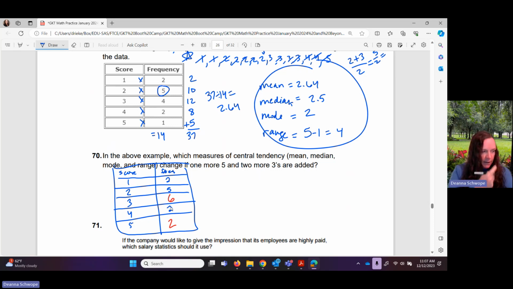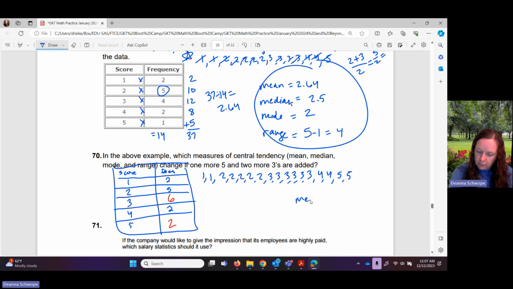So now, same thing, you could write them all out. So we've got 1, 1, we've got 5 2s, we've got 6 3s, we've got 2 4s, get myself all messed up, and 2 5s.